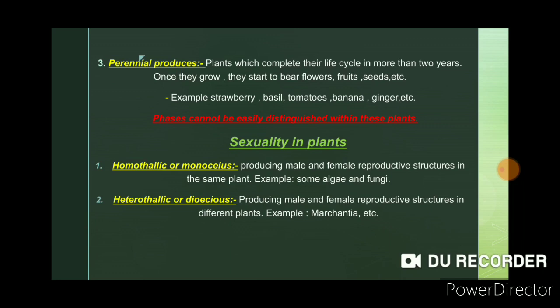Next we have heterothallic. Hetero means different, thallic again means base, so male and female reproductive structures are produced on different plants. An example is Marchantia. I repeat, homothallic is production of male and female structures on the same plant, and heterothallic is production of male and female reproductive structures in different plants. This was all about sexuality in plants.